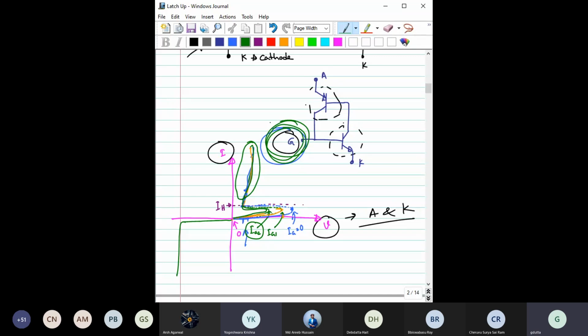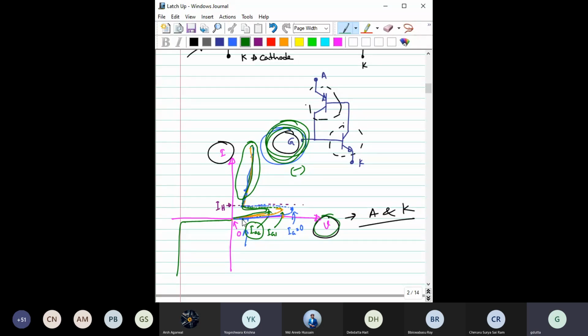Okay, now the question is, we understood how to turn it on, but how do we turn it off? Because we will not be happy only to turn a device on. We also have to intentionally switch it off, right? This device can be turned off if you apply, suppose, a negative voltage to this gate by making that PN junction reverse biased, or you make this voltage V drop below this level.